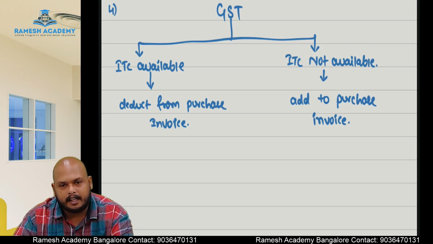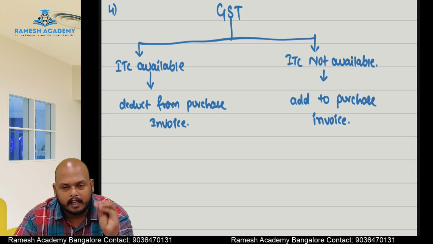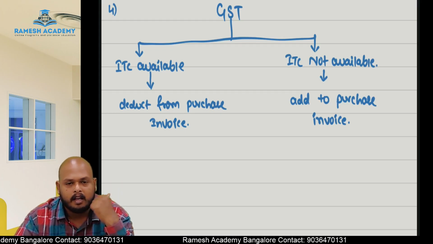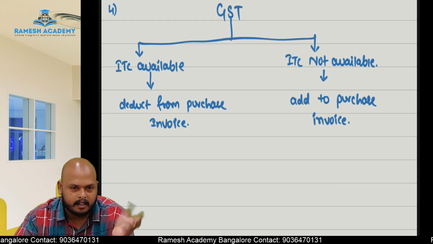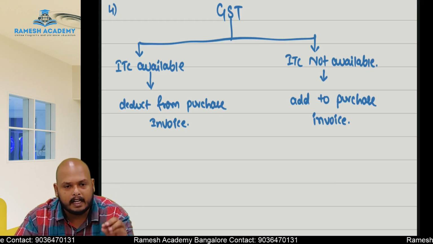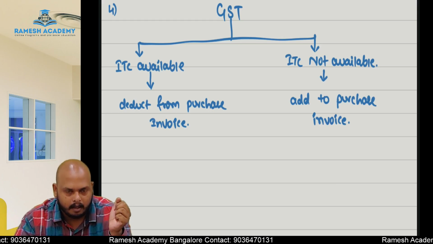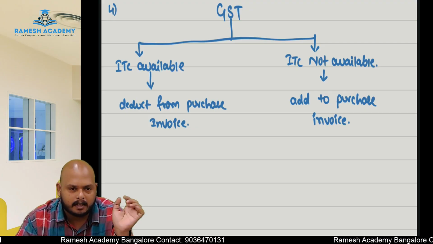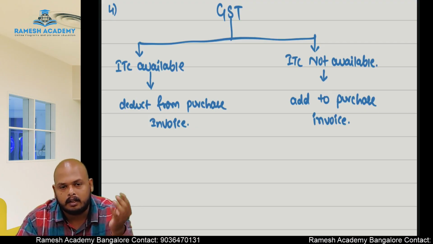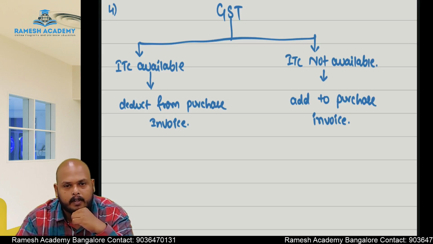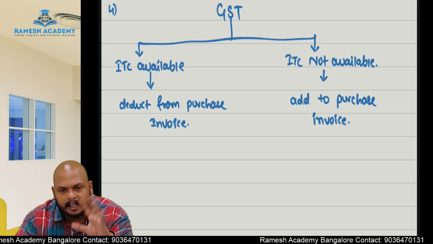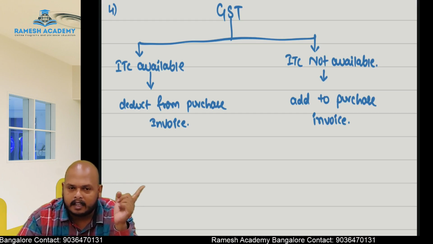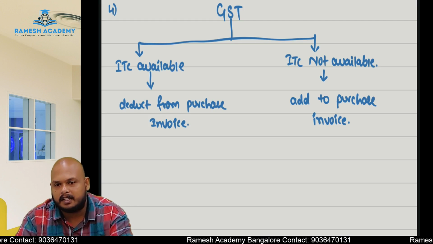Input tax credit is available when a supplier is registered under GST. When a supplier is registered under GST, then only that person will be eligible for input tax credit. So if the input tax credit is available, then we have to deduct it from the purchase invoice. Why? Because when he is getting a credit benefit from GST, that is the reason we have to deduct it from the purchase invoice.